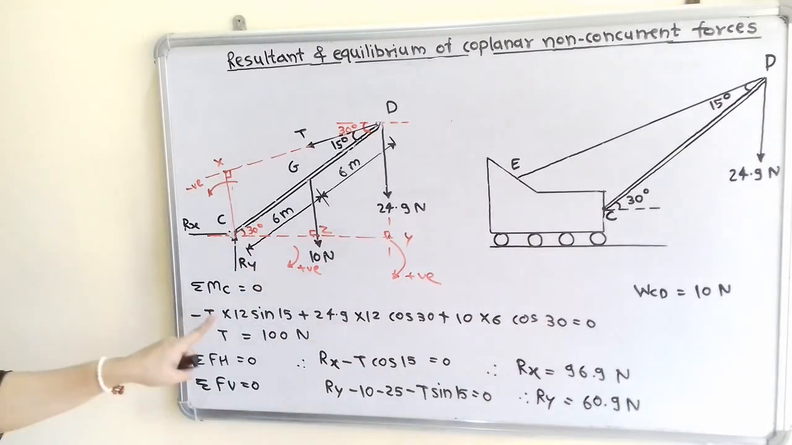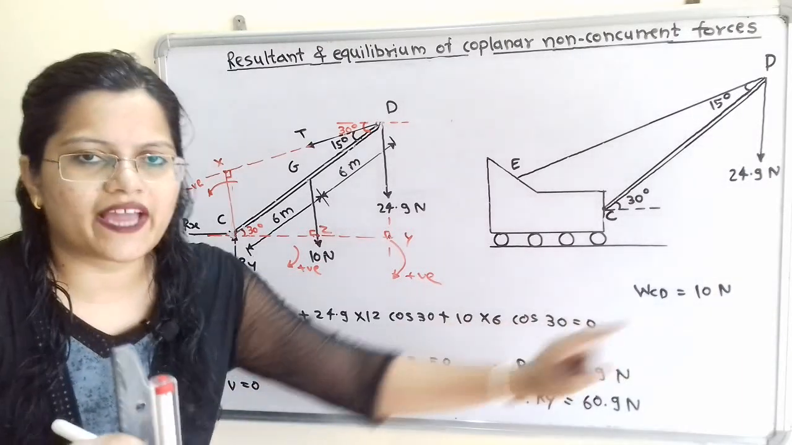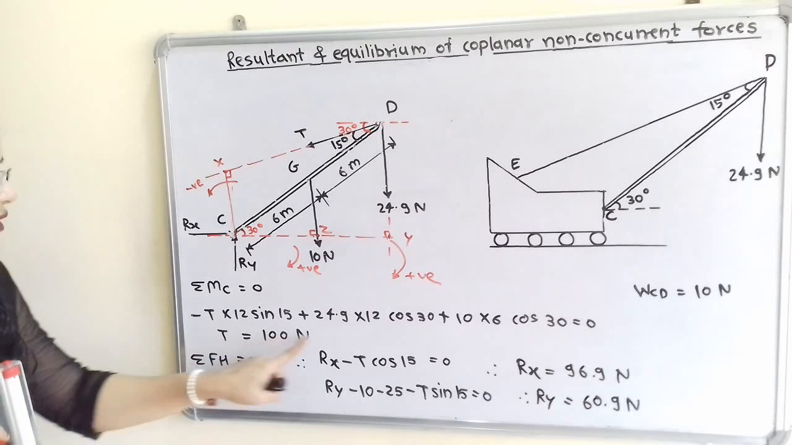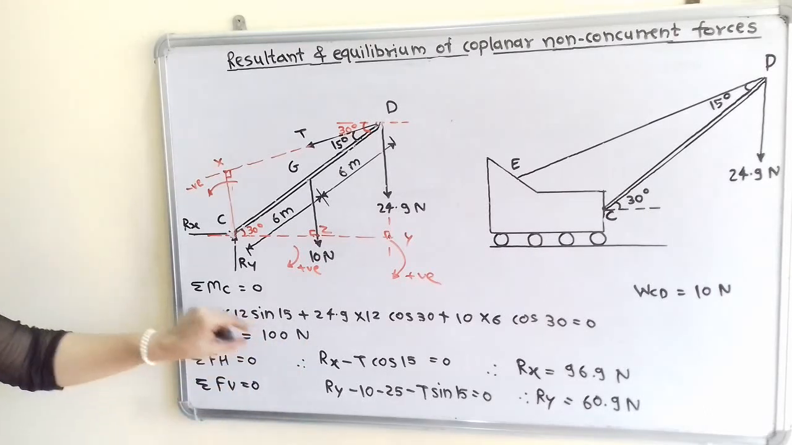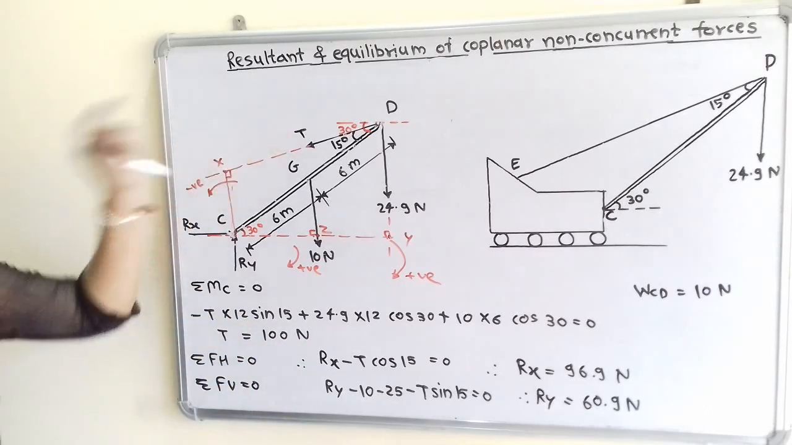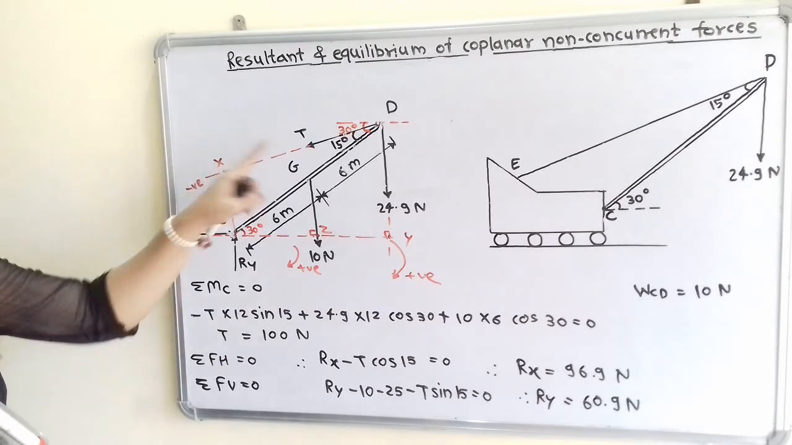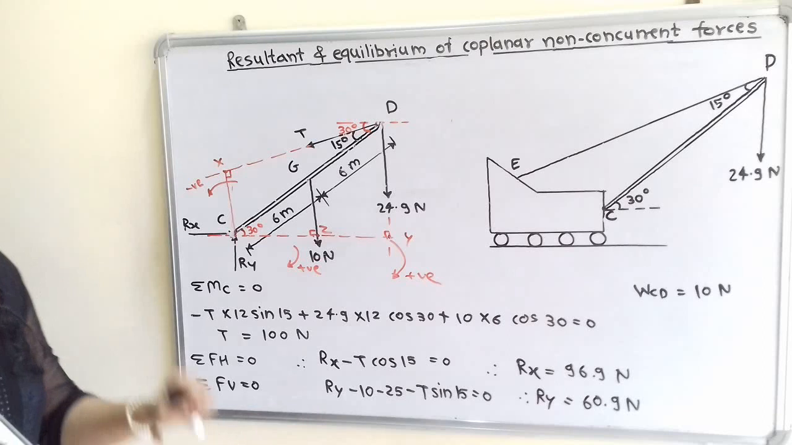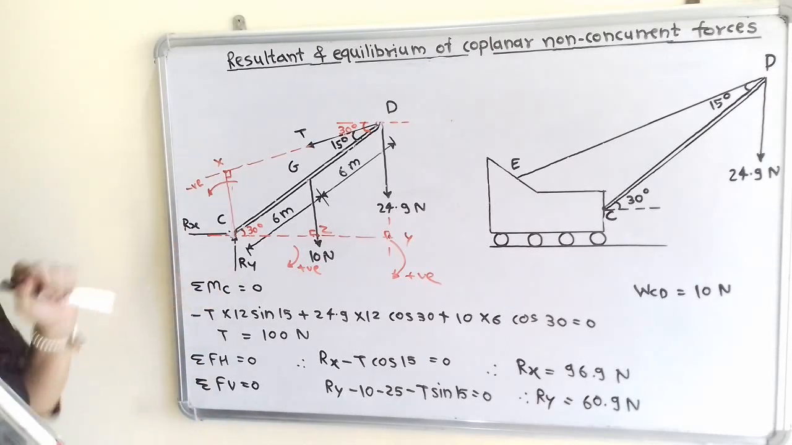Now when we solve this, the right hand side is equal to 0. So when we solve this, we will get T is equal to 100 Newton. So this is the answer of the first question, that we have to find the tension T. Now we have to find the reaction developed at point C. So we will first find Rx and Ry.